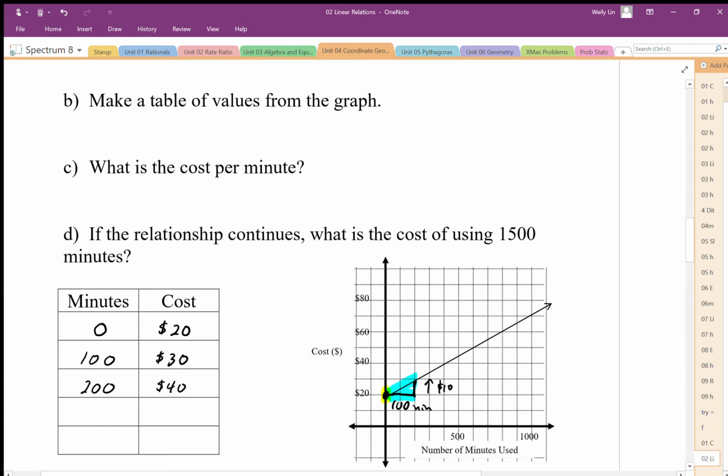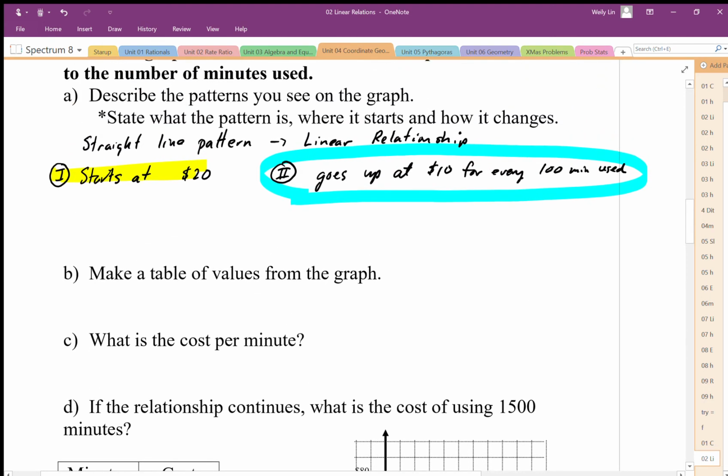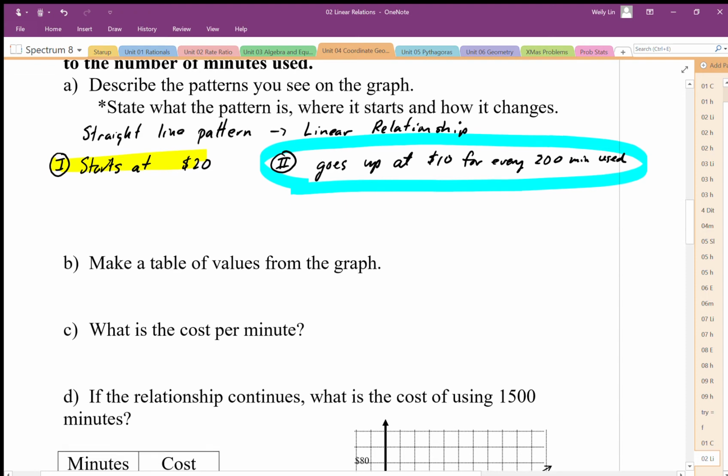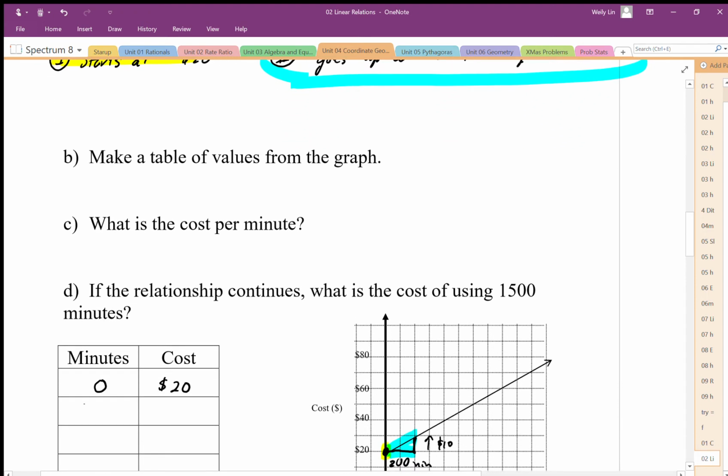So it looks like I made a mistake here. So that looks like it's 200 minutes, it went up $10. So I'm going to have to change that. I'm going to have to change my description here. So it goes up $10 for every 200 minutes used. Okay, so my table then is going to be 200 minutes.